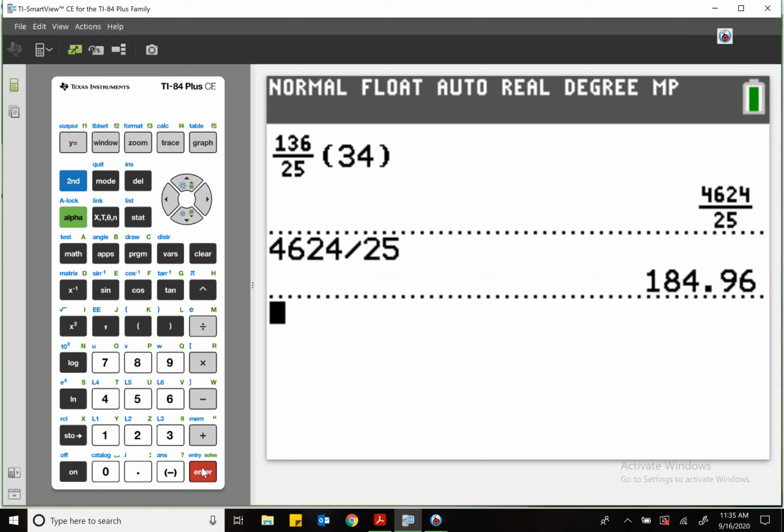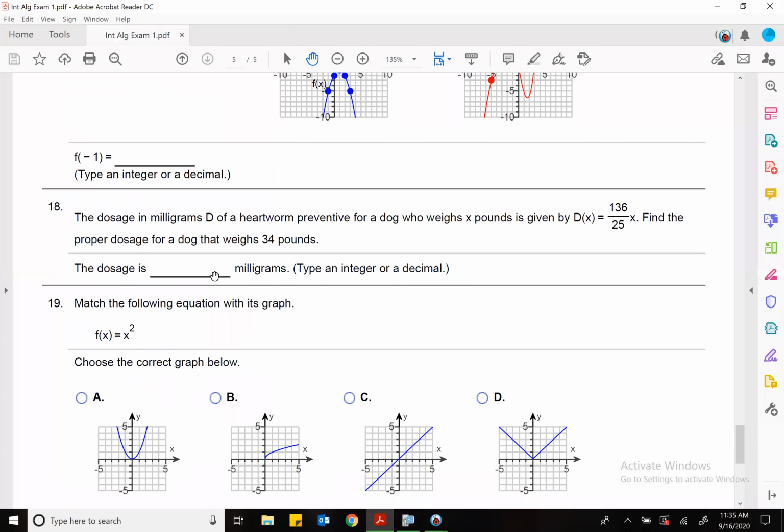And that's 184.96. They want the whole thing. It does not say round, so do not round. So in here, you're going to put 184.96. Make sure you read that fine print because it'll tell you if it wants you to round or not.